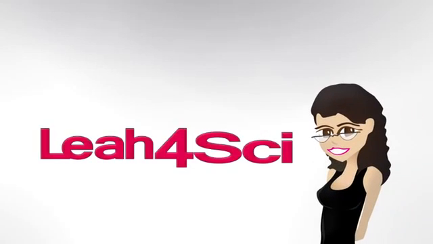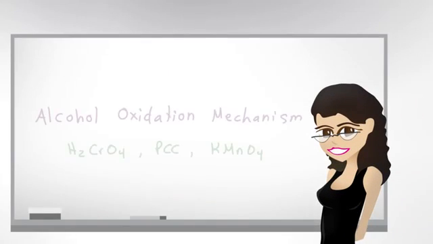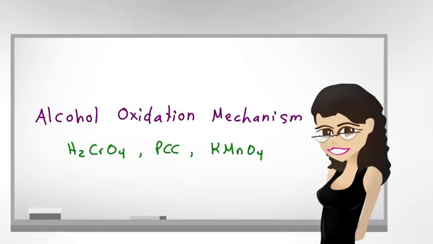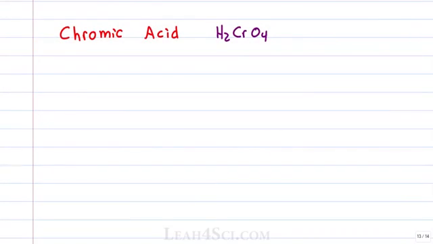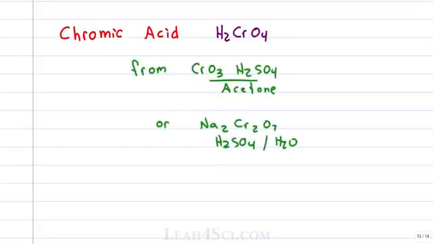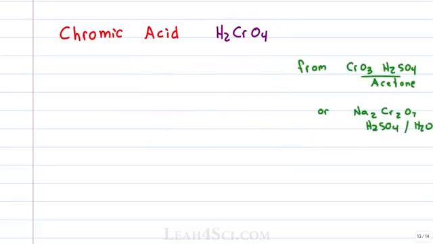Leah here from LeahFirstSci.com, and in this video we'll look at the mechanism for alcohol oxidation using chromic acid, pyridinium chlorochromate, and potassium permanganate. Chromic acid is a common oxidizing reagent for alcohols, but you may see it in a different form. But if you see chromium with oxygen and an alcohol, recognize it's an oxidation reaction. It can be made from chromium trioxide in sulfuric acid and acetone, or sodium dichromate in sulfuric acid and water.